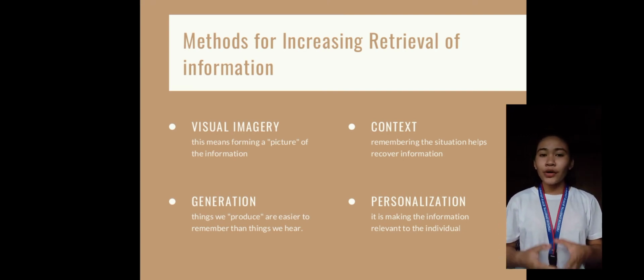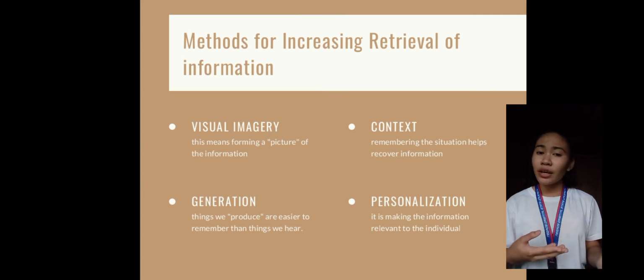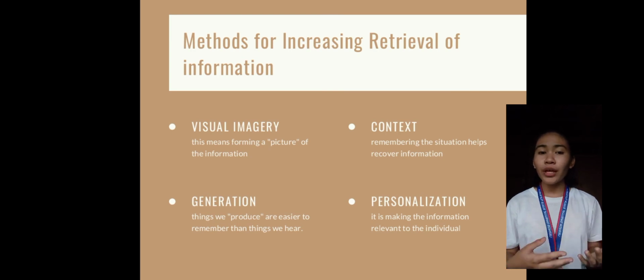Next is context. Remembering the situation helps recover information. Example, you lost your phone, and you are remembering where you came from before you lost it. Then the next, generation. Things we produce are easier to remember than things we hear. Example, writing our own notes is an effective technique when we are reviewing because when we are just listening, we can't really acquire the information and we can't remember it. So next, personalization. It is making the information relevant to the individual. Example, you are learning how to inject insulin because you have diabetes.